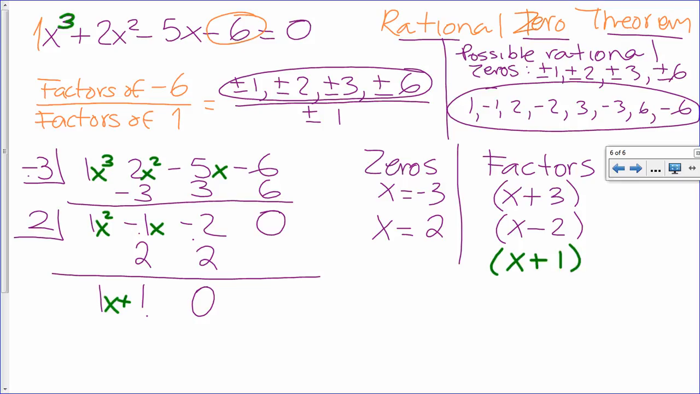Could you guys tell me the 0? Negative 1. Okay. Was that listed as one of our possibilities? Yeah. Negative 1, positive 2, negative 3. Yes.